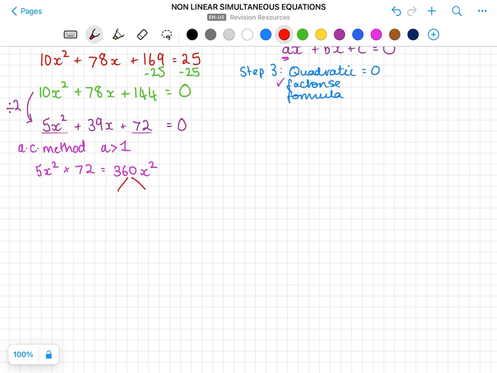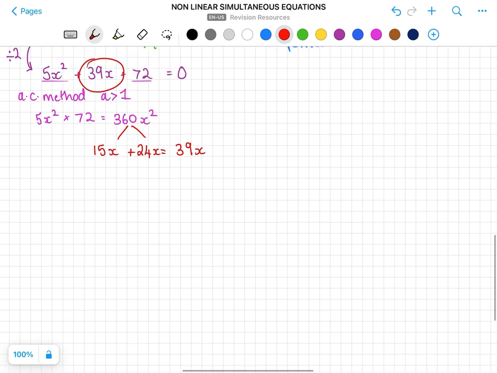I'm now looking for my factors of 360, so two values that multiply to 360, but add to 39x. So this may take some time. My factors are 15 and 24, so 15 multiplied by 24 is 360, and 15 plus 24 is 39. My next step is to replace the 39x with my factors, so that's 5x squared plus 15x plus 24x plus 72.